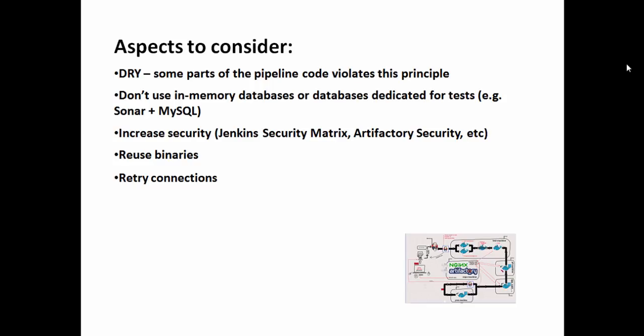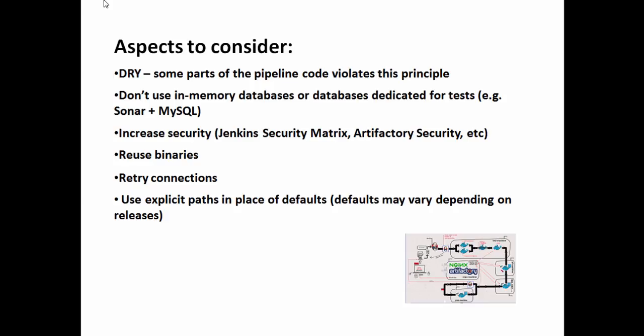Another aspect is about retrying connections. Sometimes when you need to connect to remote services such as repositories like GitHub, Bitbucket and so on, or when you have to connect to some other services like Artifactory, the first attempt may cause an error. The service will not respond at the first attempt, and this will cause the pipeline to fail. Maybe if we implement a retry technique with a timeout, then the second attempt may succeed and the pipeline will be able to continue. So retrying connections is also a good practice.